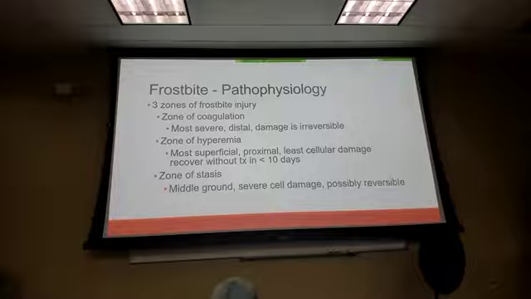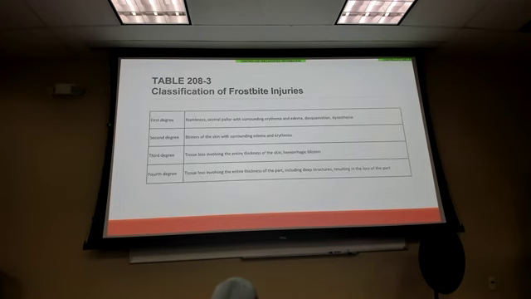Your most severe is going to be your zone of coagulation. That's going to be irreversible damage. We'll show some pictures of what it looks like, but they can look pretty nasty and significant. Then we have our middle ground, the zone of stasis, so possibly reversible. We'll look at some pictures and you can see where the damage was and where it was reversible. Our goal is evaluating what zone is being affected, how severe it is, and what we're going to do for treatment. But here's the classification.